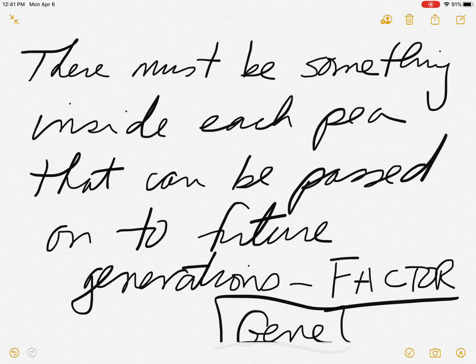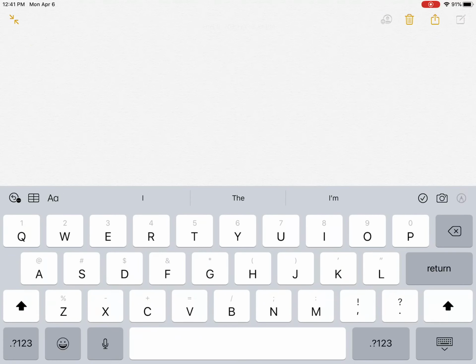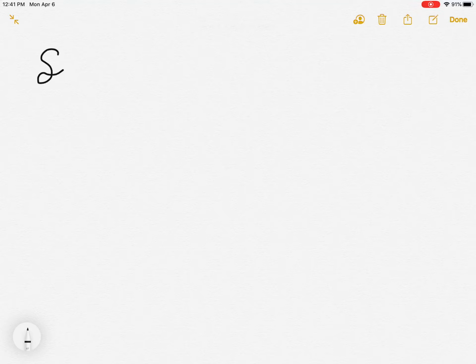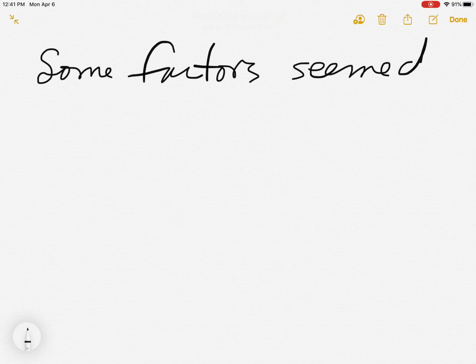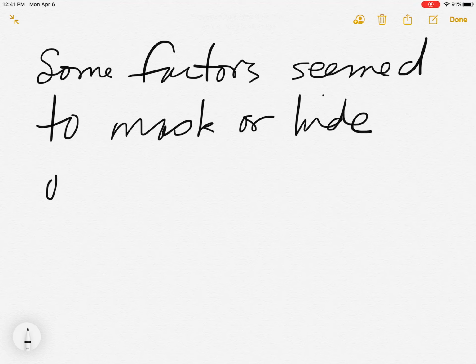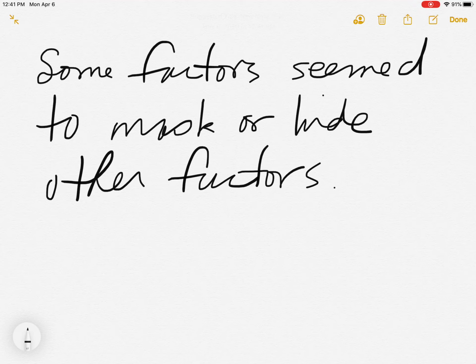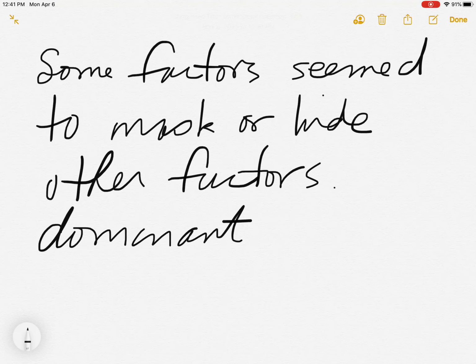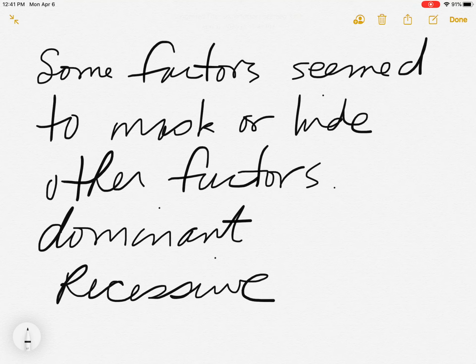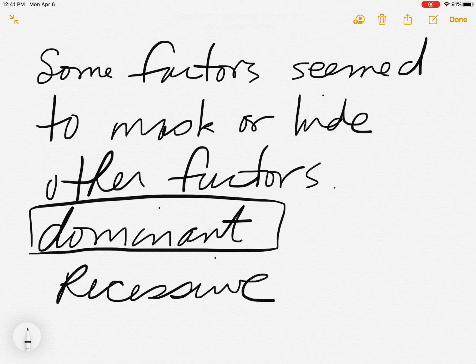And he noticed something else, something quite neat. Some factors seemed to mask or hide other factors. And this is very important. So he had a name. He called them dominant and recessive. A dominant factor would always mask or hide a recessive factor.